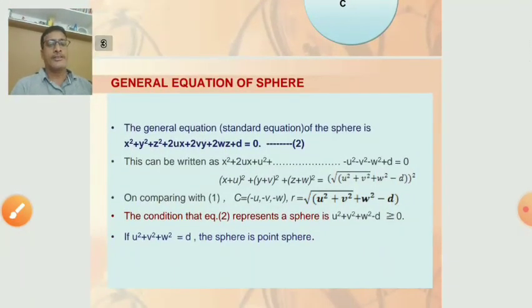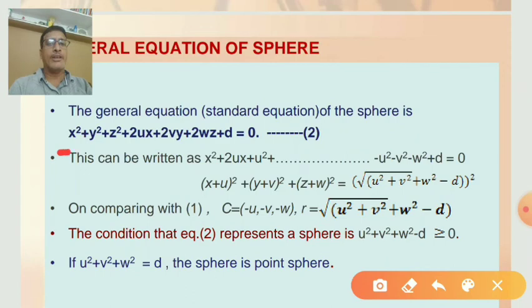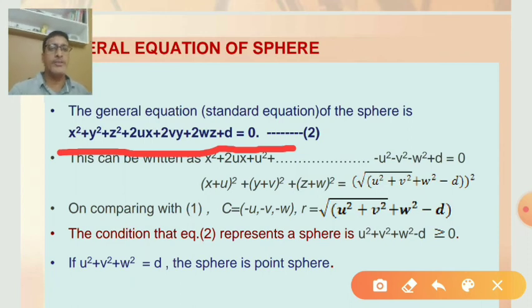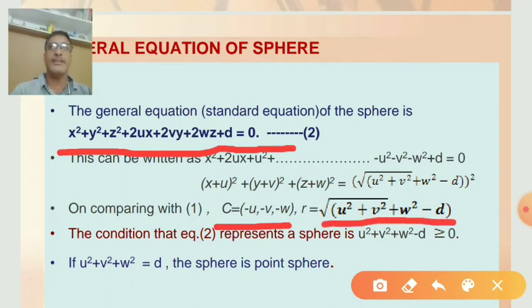This is the general equation of the sphere. What is the general equation of the sphere? You can see here. So, see this. x square plus y square plus z square plus 2ux plus 2vy plus 2wz plus d is equal to 0. This is the general equation of the sphere. Whenever this is the general equation of the sphere, the center of the sphere is (minus u, minus v, minus w), and the radius of the sphere is root of u square plus v square plus w square minus d.